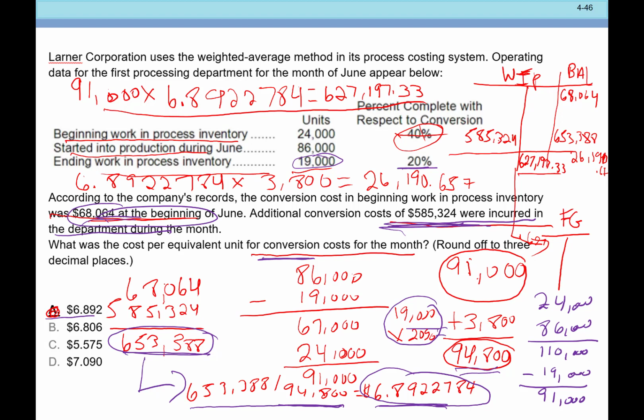If they're still in progress, they're not done yet, right? And so that means that I have transferred out to the next department 91,000. So that's where I got the 91,000 right here, this big red circle around 91,000. And then, because I'm going to give myself credit for work that has been done up until this time, I take the units that are in ending inventory and multiply by, and they told me it was what? 20% done with respect to my conversion cost. So I take that 19,000 times 20%, which is 3,800. 91,000 plus 3,800 gives me 94,800.